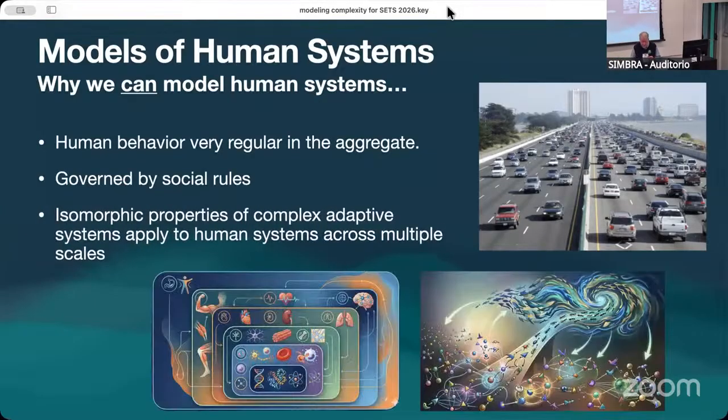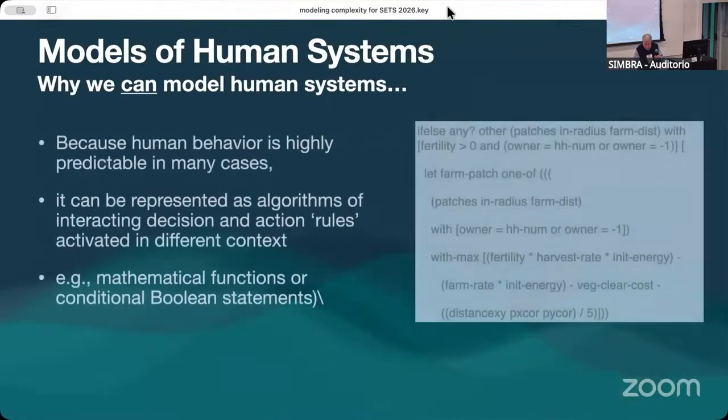And then on top of that, because we're complex adaptive systems, the kind of isomorphic properties that govern complex adaptive systems apply to us as complex adaptive systems, individually and socially. So that means we can model human systems. It's highly predictable in a lot of ways. It can be represented by algorithms like these with mathematical functions, conditional or Boolean statements.